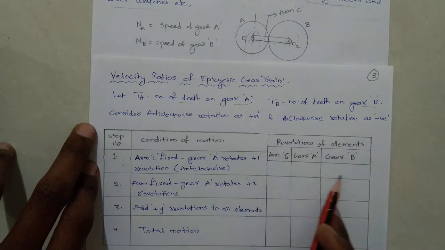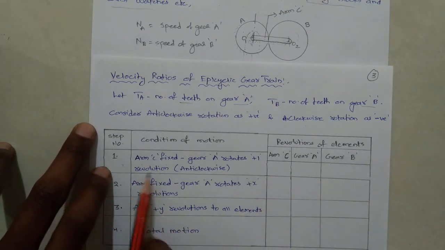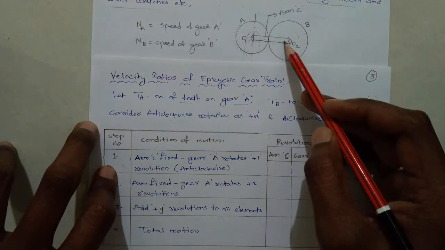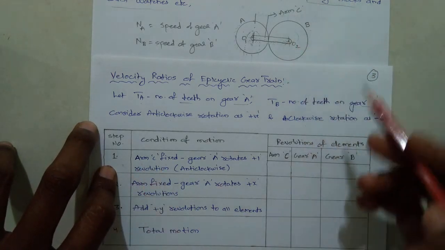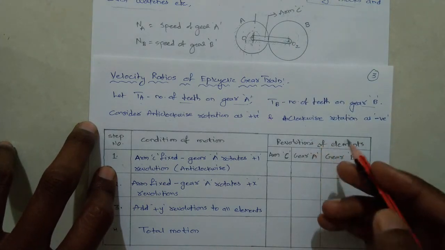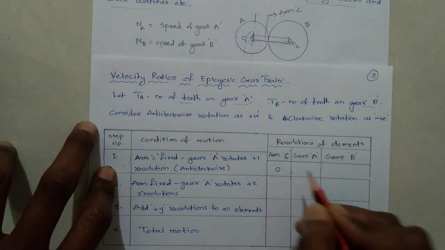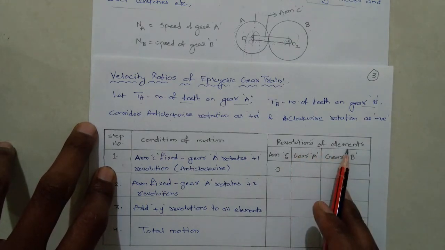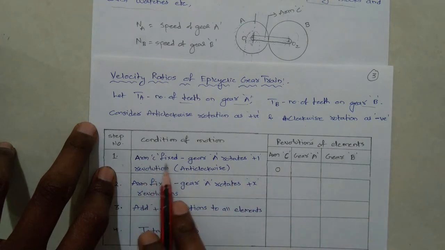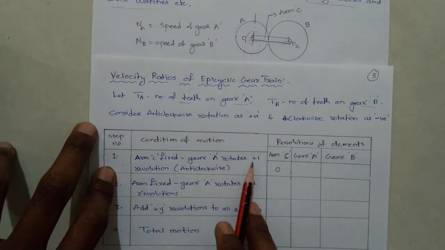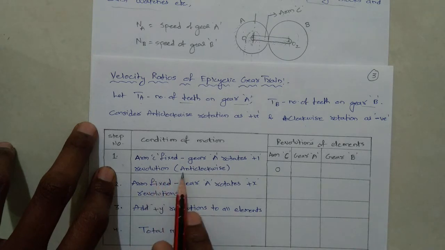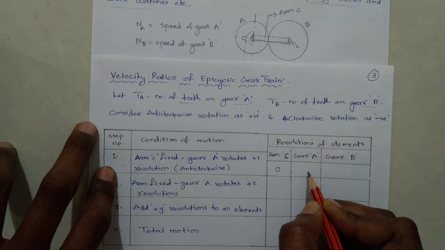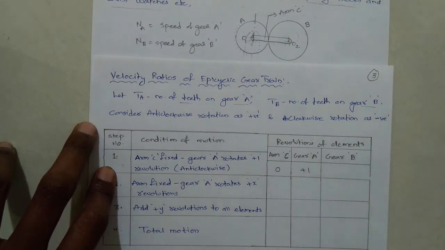Now how to fill the remaining blocks? Let us see. The first condition here is that arm C is fixed. If arm C is fixed, does it have any revolutions? No, so we have to write 0. Next, what are the revolutions made by gear A? Here, arm C is fixed and gear A rotates plus 1 revolution, that is anti-clockwise. As it is anti-clockwise, I am writing plus 1 here.